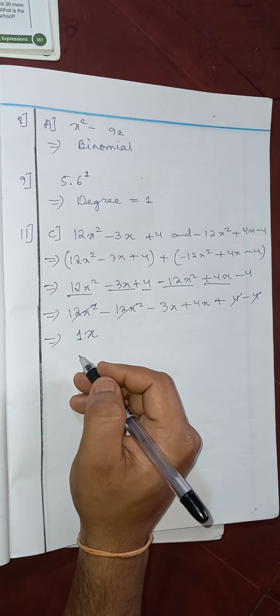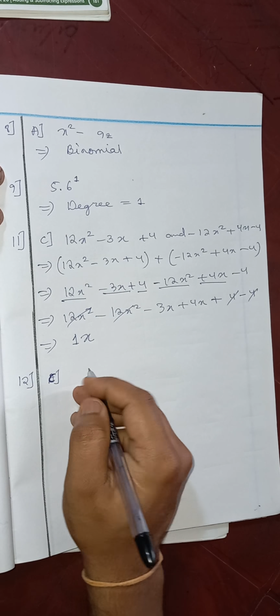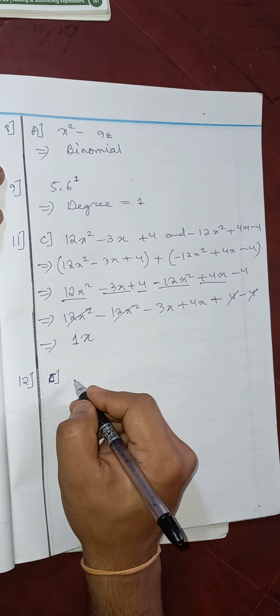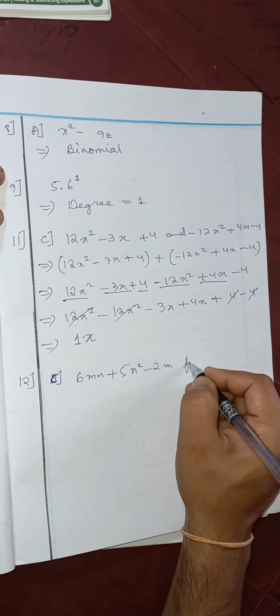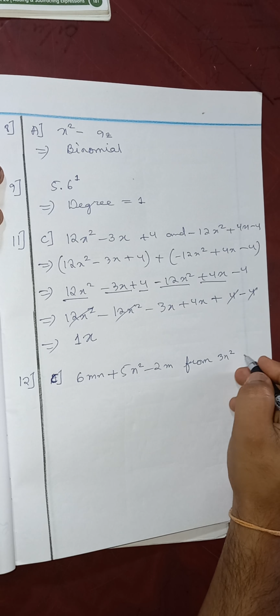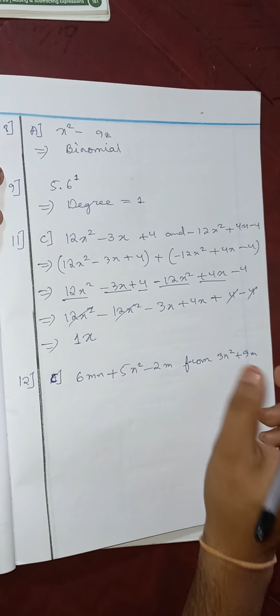See, I'm solving question number 12C for you. Okay, they are saying to subtract 6mn plus 5n square minus 12m from. Okay, so you have to understand the grammar over here, children. They are saying from. Okay, from means you have to subtract the previous thing from here. Okay, understanding? So you have to understand the grammar over here. Okay, that means you have to write this first, then you have to subtract it from this.